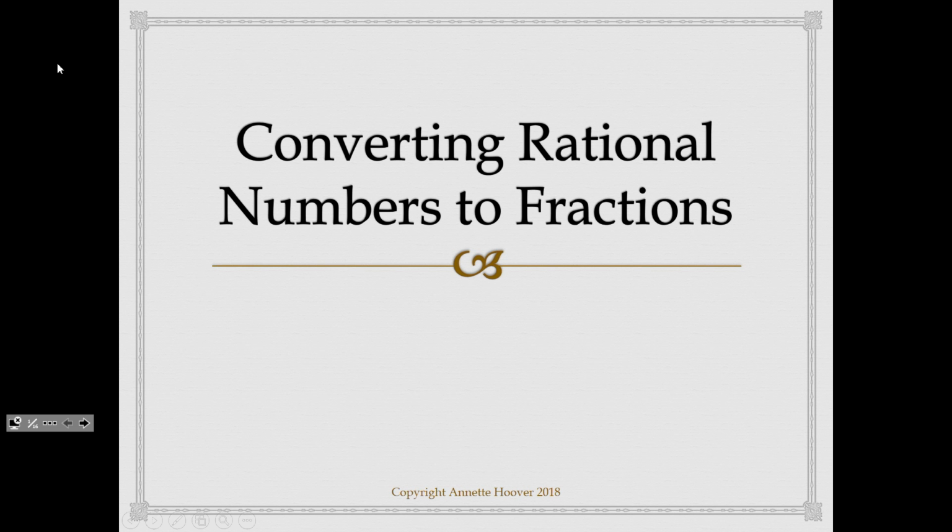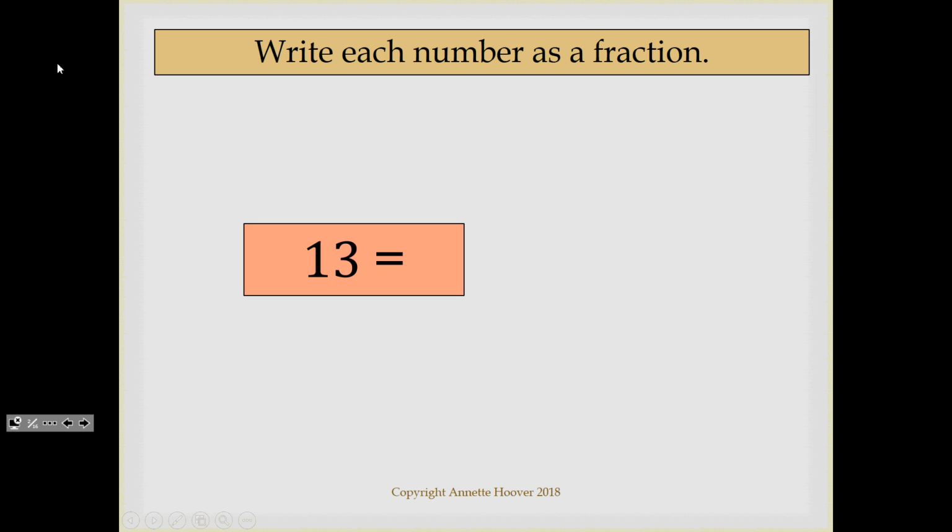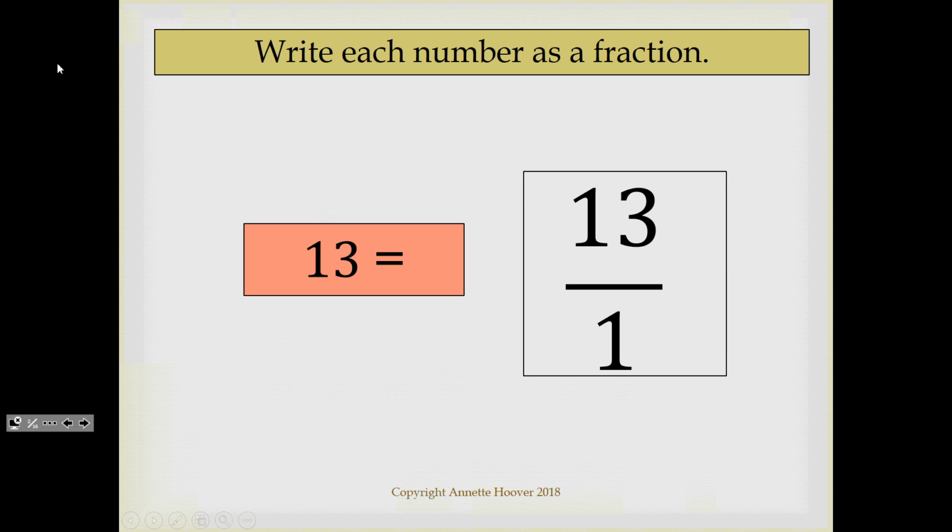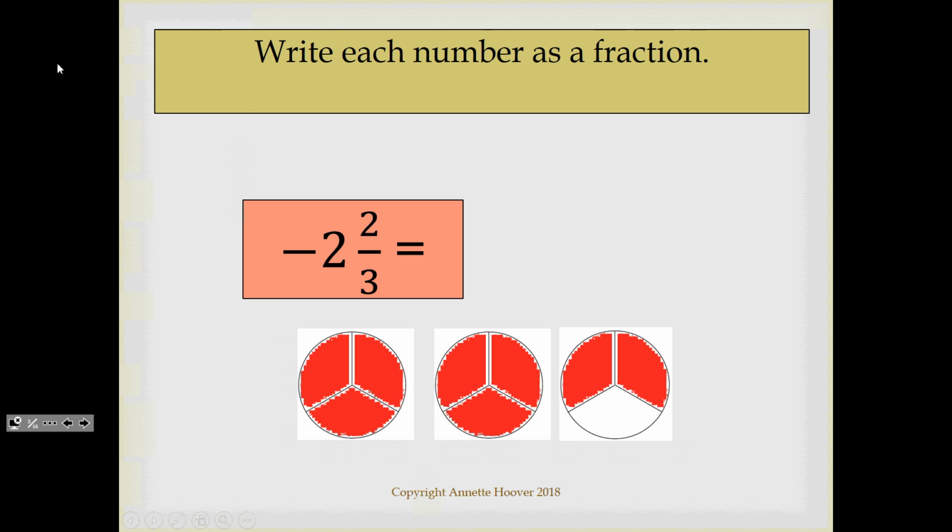Today we're going to be converting rational numbers, or you might call them decimals, to fractions. So the first thing we're going to look at is simply how to write a whole number as a fraction. 13 means that you have 13 wholes. That means each whole is divided into one group. So you simply put a whole number over 1 to write it as a fraction.